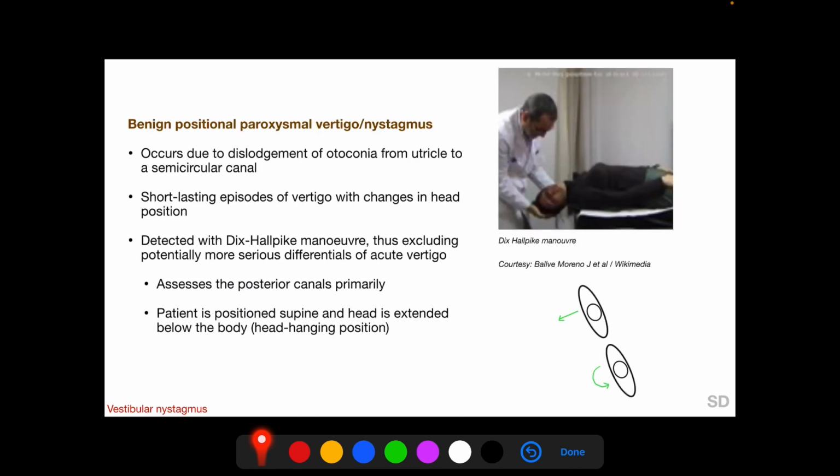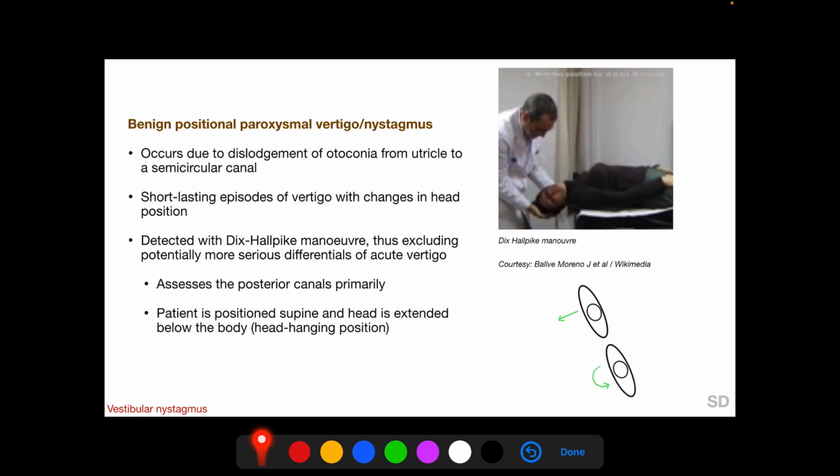BPPV or benign paroxysmal positional vertigo with nystagmus occurs due to dislodgement of otoconia from the utricle to the semicircular canal. The patient has short-lasting episodes of vertigo induced by changes in head position. BPPV can be detected with the Dix-Hallpike maneuver, and if the test result is positive with this maneuver, we will be able to exclude potentially more serious differentials of acute vertigo. This maneuver assesses the posterior canals primarily.